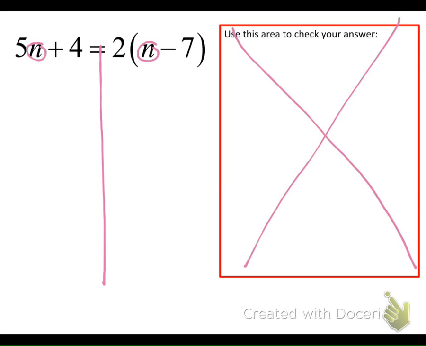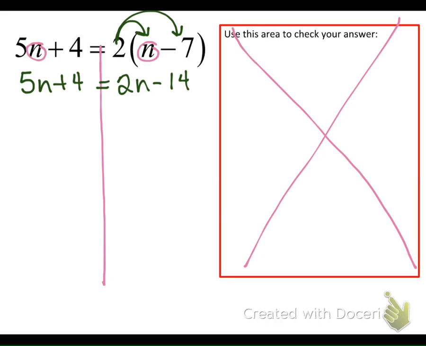You do that by first seeing if you can distribute. So you're going to look at your left side of your equation and ask, can you distribute the numbers on your left side? The answer is no. So I'm going to go ahead and just bring down the 5n plus 4. Then I'm going to look to the right side of my equation and see if I can distribute on my right side. The answer is yes, I can distribute using the 2. So I'm going to take the 2 times n and the 2 times -7. And I'm going to get 2n minus 14.